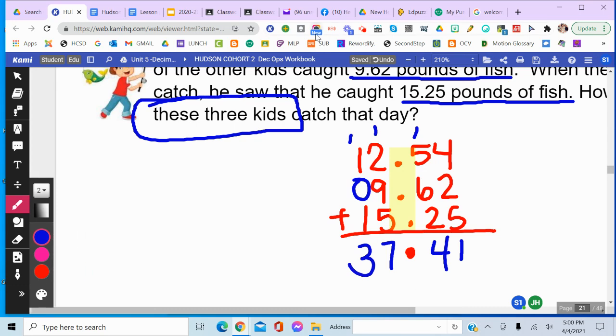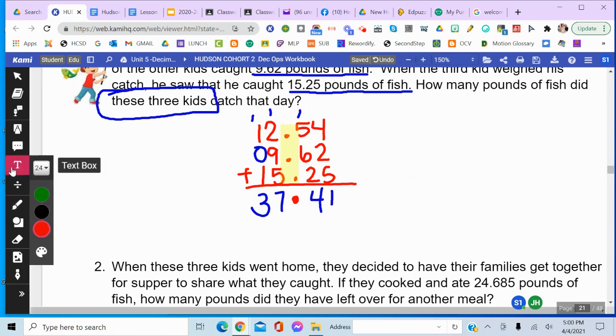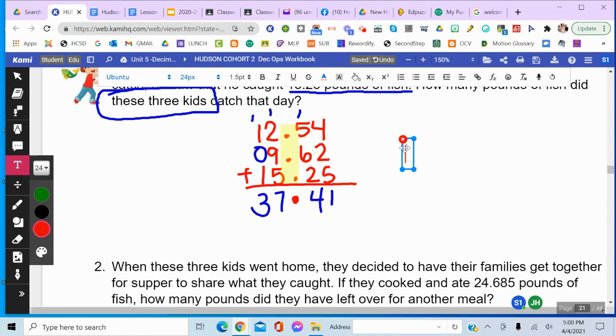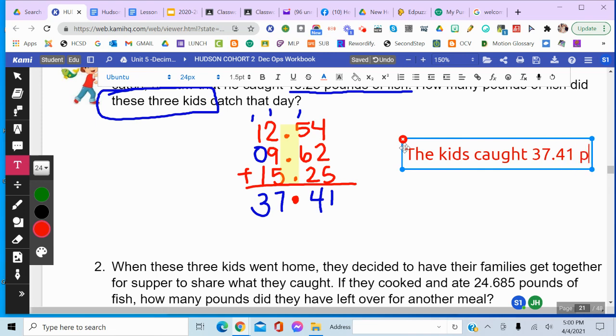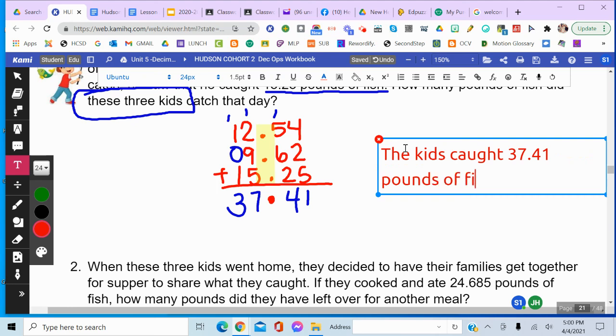Now, remember, we're looking at word problems here. So I want to see a sentence of your answer. So how many pounds of fish did these kids catch? The kids caught 37 and 41 hundredths pounds of fish.